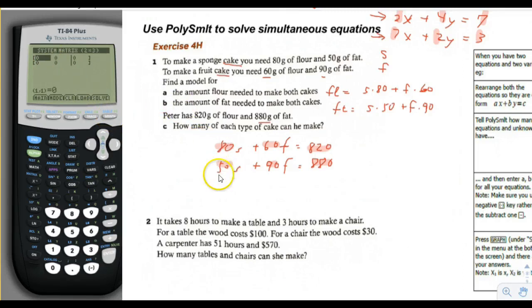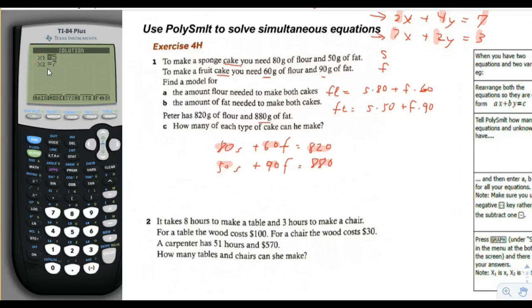Then we put in 80, 50, 60, 90, 820, 880, and we just press solve, and it tells us that x1 is 5 and x2 is 7.